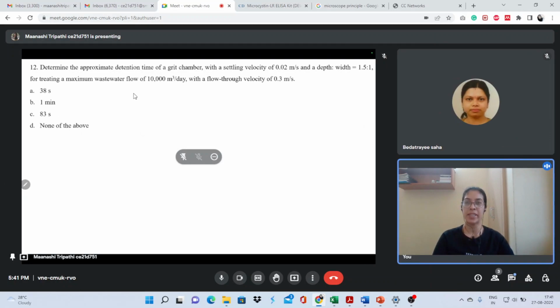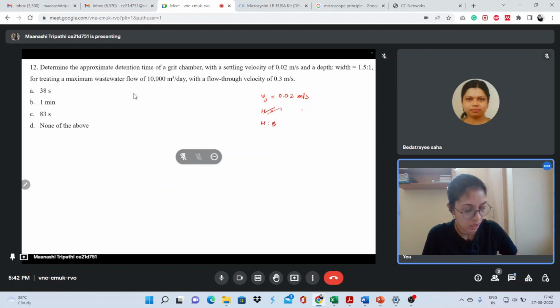Determine the approximate detention time of the grit chamber with the settling velocity. Settling velocity is 0.02 meter per second. Depth to width is 1.5 to 1. For treating maximum wastewater flow, Q, we know 1000 meter cube per day. Flow-through velocity, meaning velocity of flow, is 0.3 meter per second.